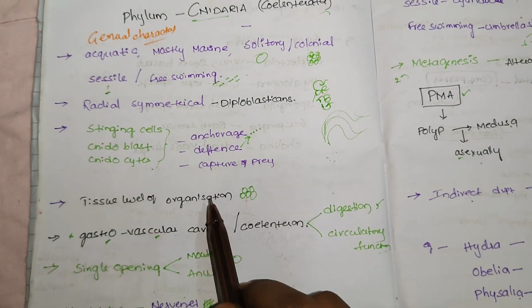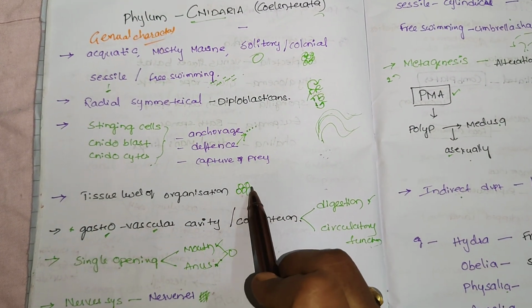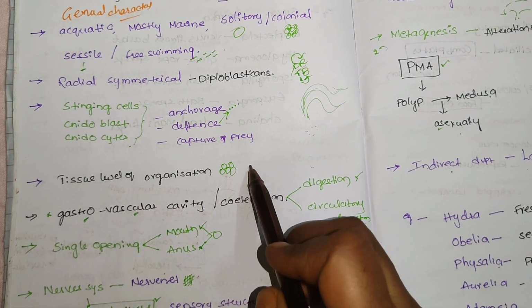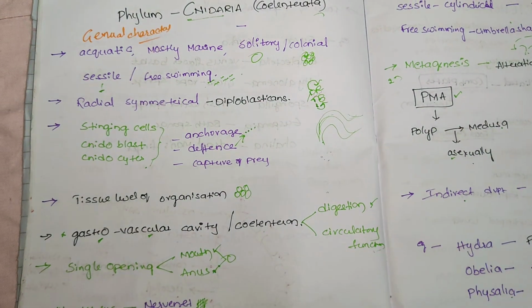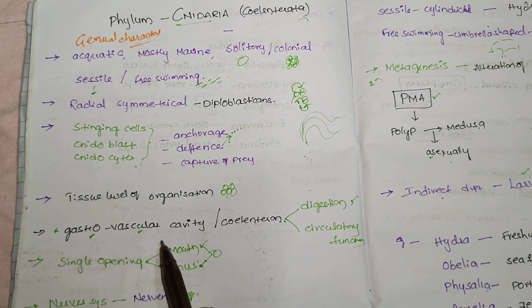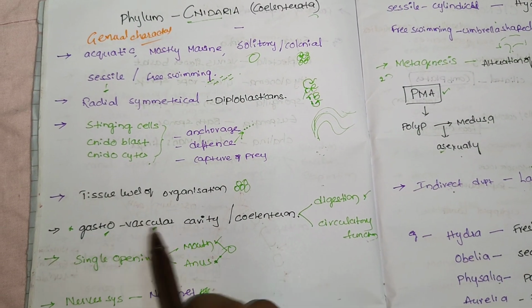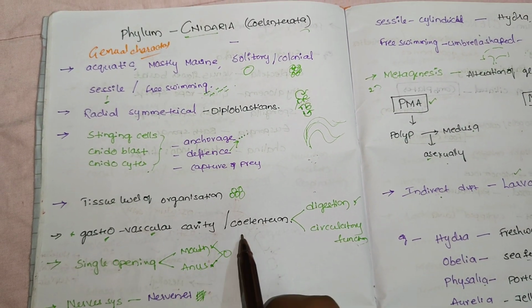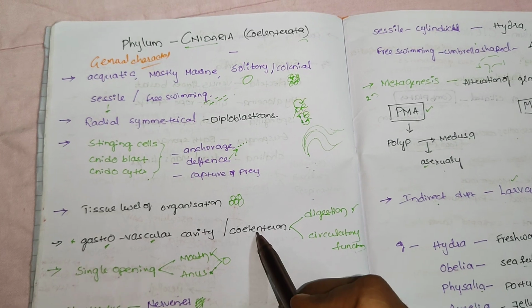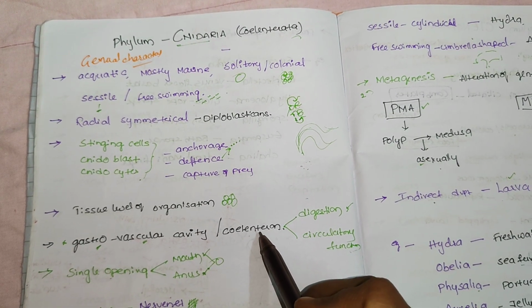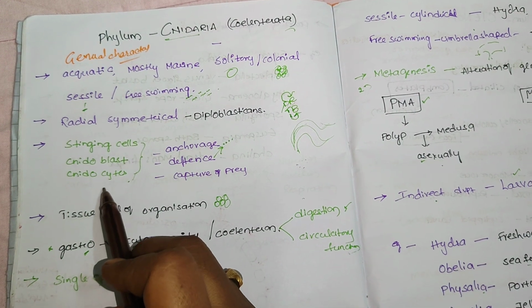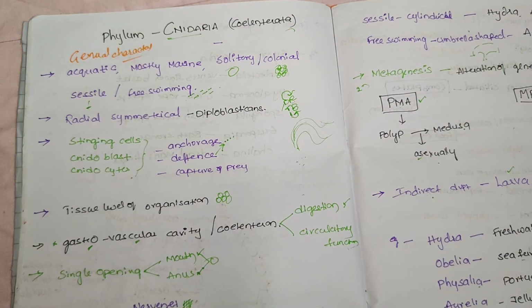And it has a tissue level of organization. A group of multicellular cells perform a similar function to form a tissue. That is why it is tissue level of organization. And it has a special feature, GVC, gastrovascular cavity. This is also called the coelenteron. Based on this, the previous name is Coelenterata. But based on cnidoblasts or cnidocytes, the updated name is Cnidaria.